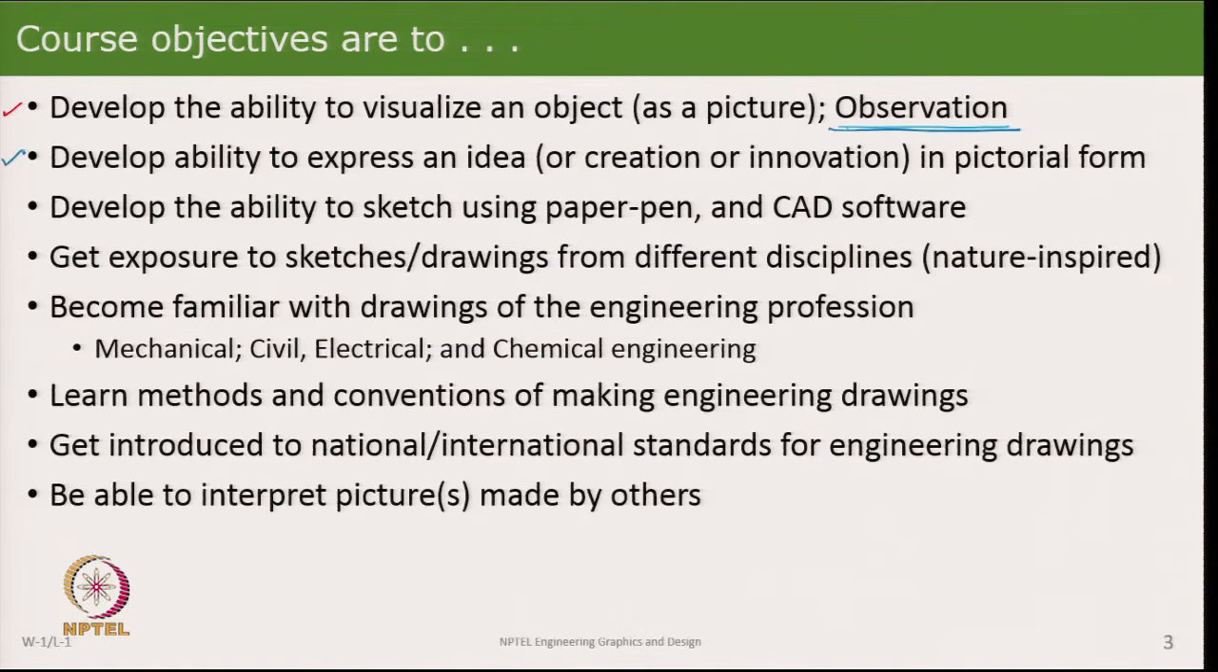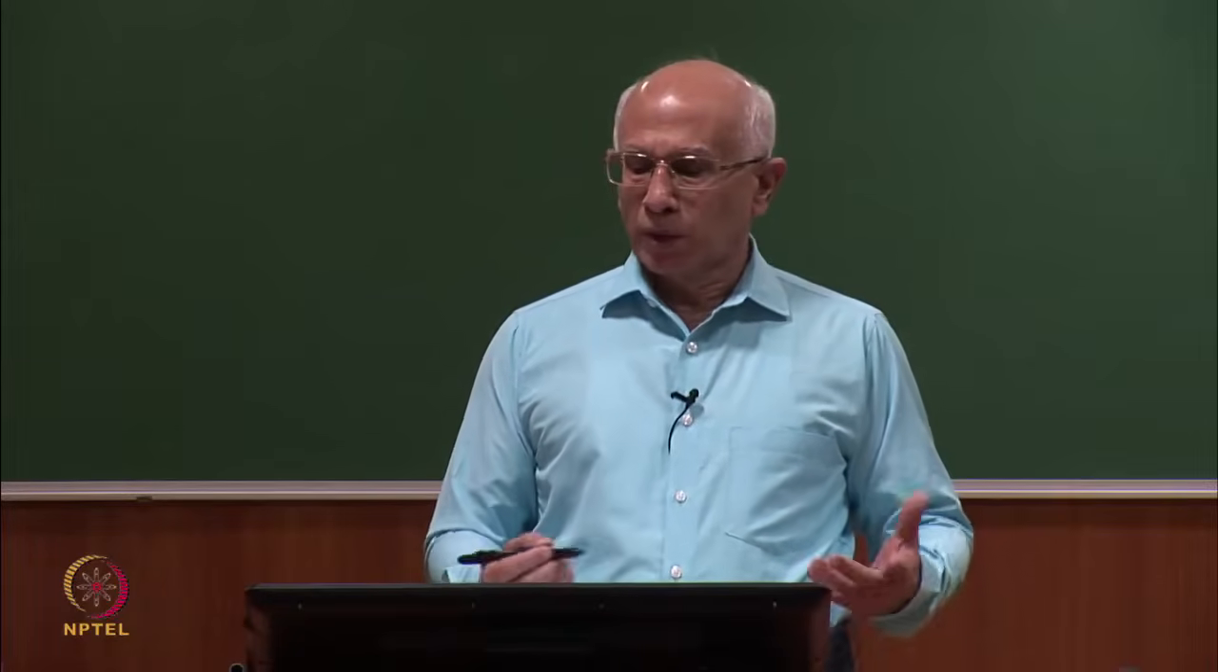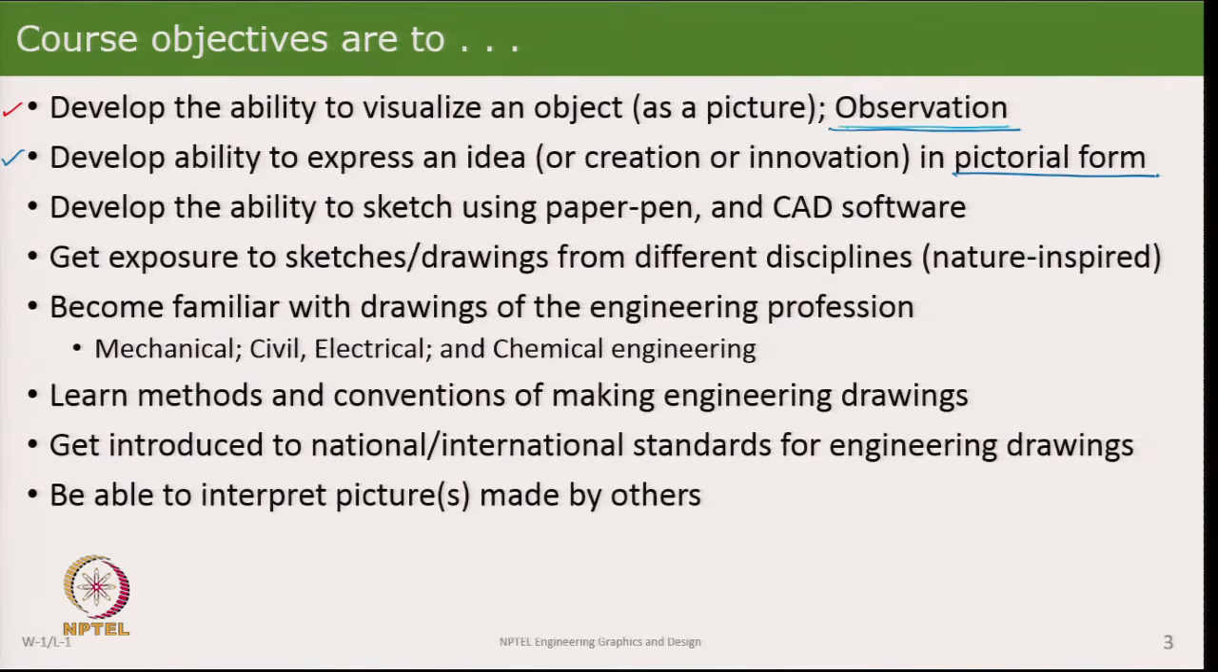The second objective is to develop the ability to express an idea in pictorial form. So, we get that idea in our mind either completely as a fresh idea or by observing other things, and then we want to communicate it to someone else for any purpose or just for record's sake. So, we put it in pictorial form. The next objective is that we put this object in pictorial form in many mediums. One is paper and pen, and the other is various types of software packages, including CAD packages.